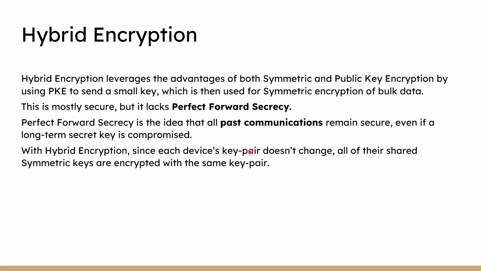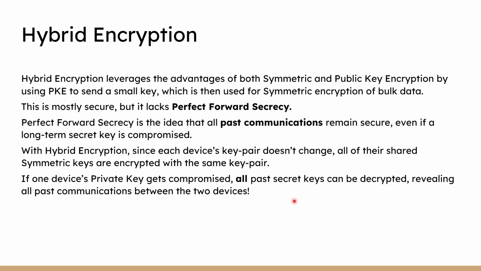assuming each device's public and private key doesn't change over time, which it might, but assuming it doesn't, all of their shared symmetric keys are encrypted with the same key pair when they're establishing keys. So if one device's private key gets compromised, all of the past secret keys they've ever used can be decrypted, because the keys were sent in the first place. Even though they were encrypted, they'd just be decrypted once the key is leaked. And then all past communications can be seen, which is bad.